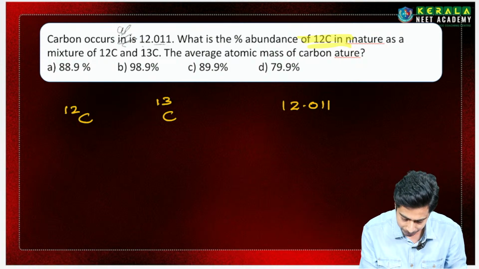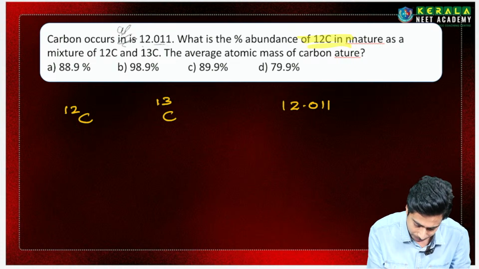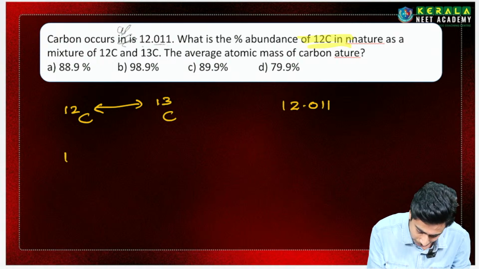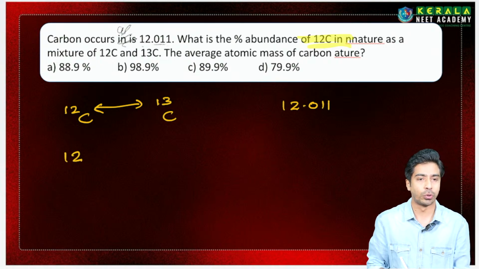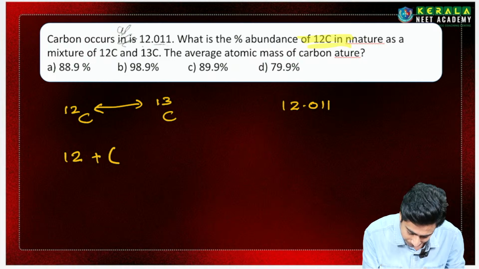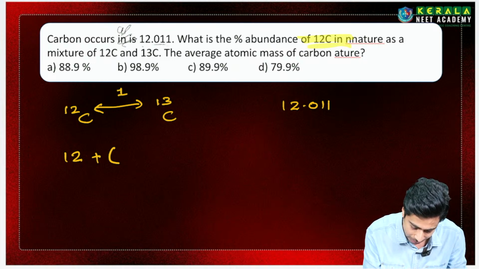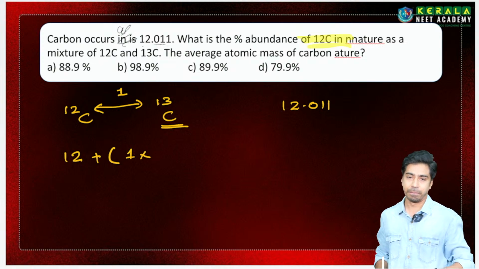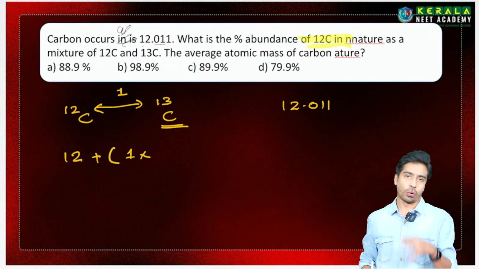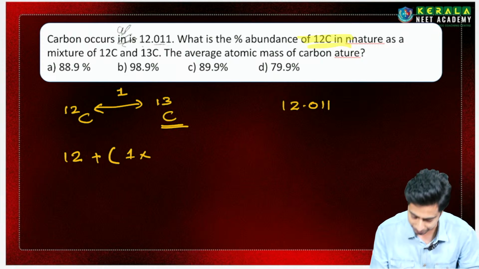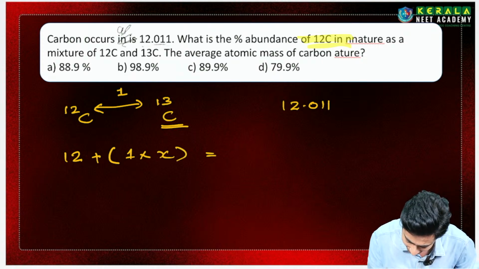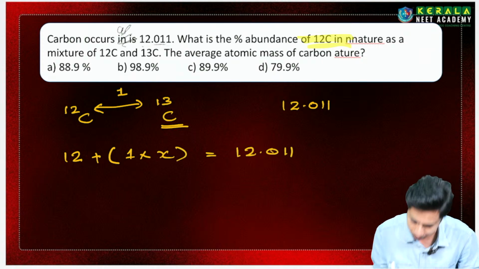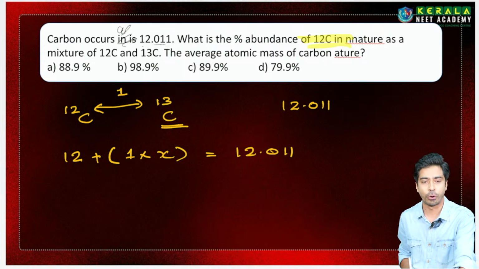Now listen here. We know that the average atomic mass calculation starts with the smallest value. The smallest value is 12. Plus the difference, which is 1, into the fractional abundance of carbon 13. We don't know the fractional abundance of carbon 13, so let it be x. And this answer is equal to 12.011.